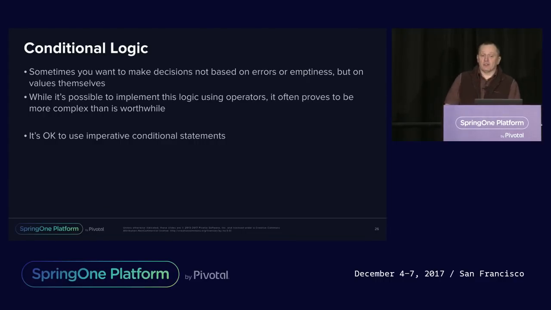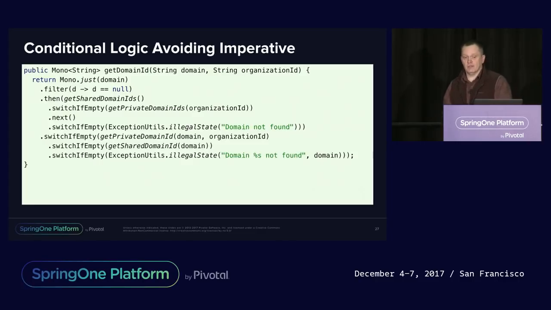The most obvious, perhaps, use of conditional logic is to take values that we produce from one step and make decisions based on that value to do something else. The trick here is that it can start to get rather complicated. We've already seen a couple of switch if empties stacked up. That's fine, but as you'll see in a moment, it can get rather more complicated than that. So we know that we can use imperative logic if we want to.